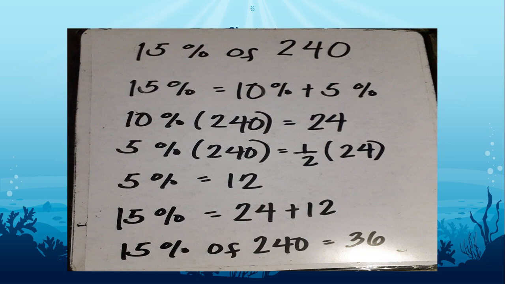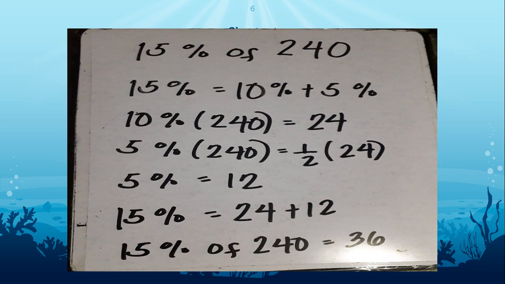So earlier we already solved for 10% of 240, and that is 24, and 5% is simply half of 10%. So since we know that 24 is 10% of 240, half of 24 is 12. So at this point we already have the two things that we need to get 15%. First we solve for 10%, and then we solve for 5%.